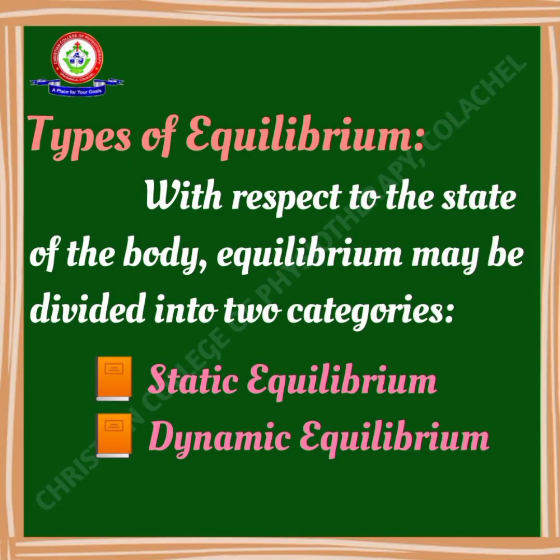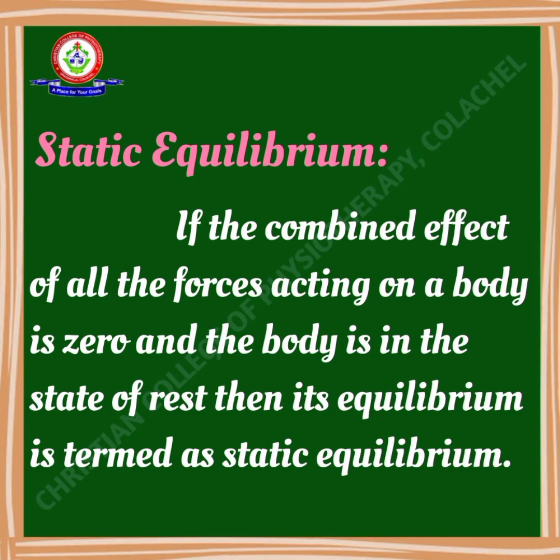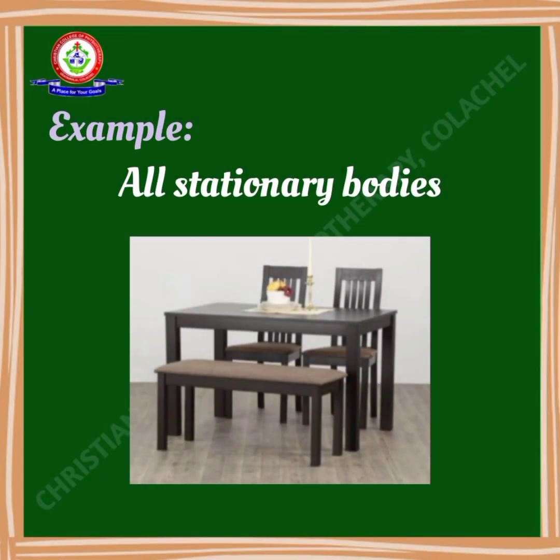Types of equilibrium. With respect to the state of the body, equilibrium may be divided into two categories: static equilibrium and dynamic equilibrium. Static equilibrium: if the combined effect of all the forces acting on a body is zero and the body is in a state of rest, then its equilibrium is termed static equilibrium. For example, all stationary bodies.